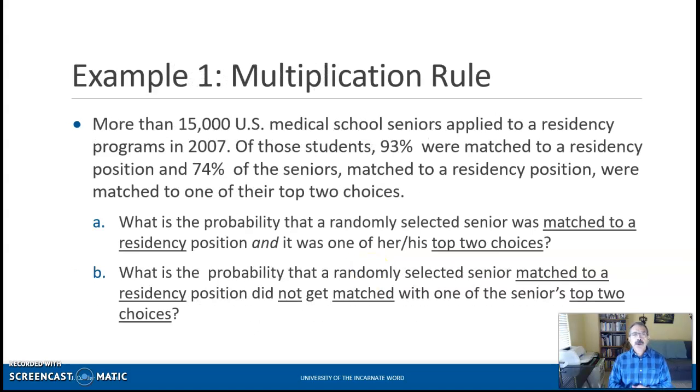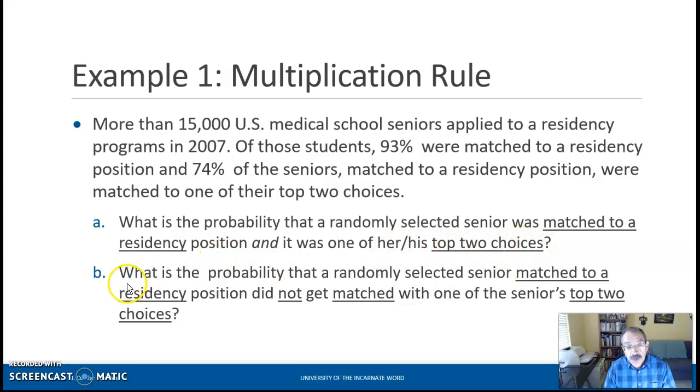In the first example, we're looking at U.S. medical school seniors that applied to a residency program in 2007. So 93% of those students were matched to a residency position, and 74% of those seniors that were matched to a residency position were matched to one of their top two choices. So there are two questions in this problem. Number one, what is the probability that a randomly selected senior was matched to a residency position and it was one of her or his top two choices?